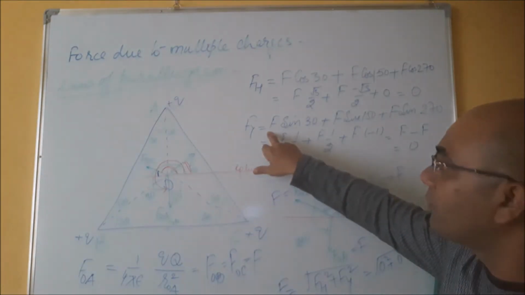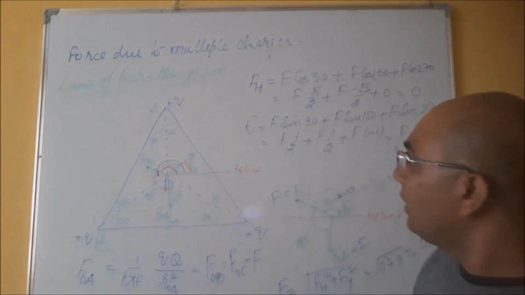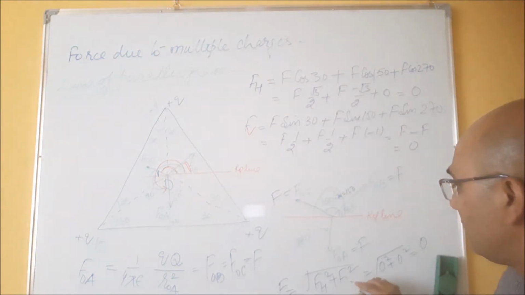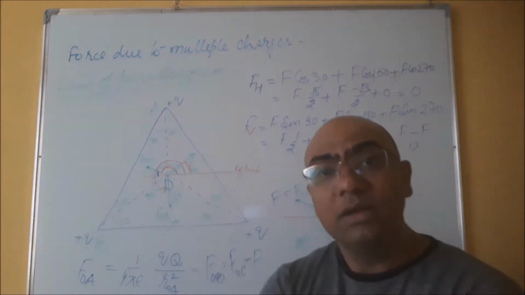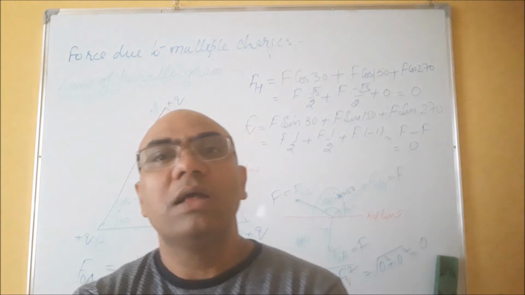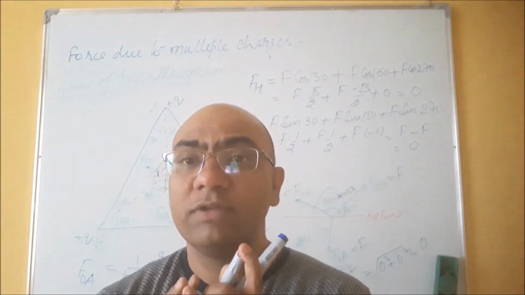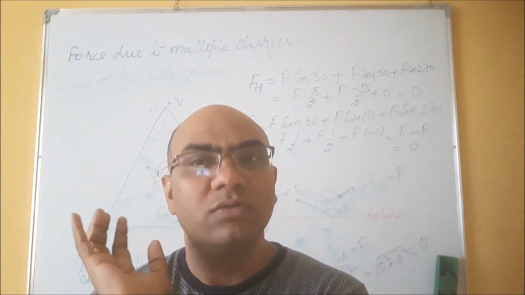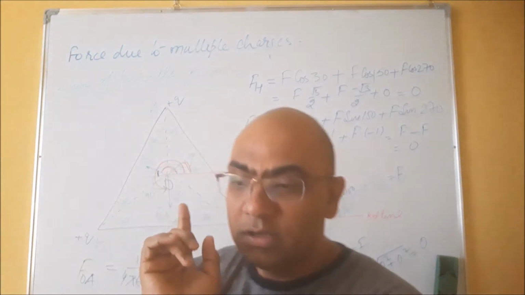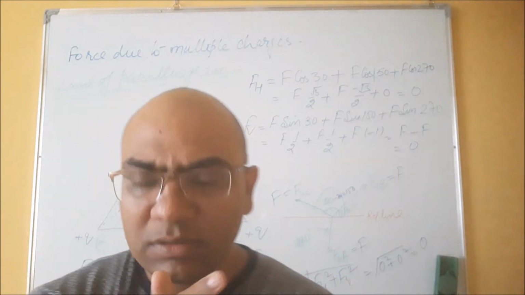Similarly, for the vertical component, this will be like this. So this again will be 0, and when we solve, the whole value comes out to be 0. And hence the answer for this problem, what would be the resultant force on the centroid of the equilateral triangle when equal charges are placed, is 0. So I hope you have understood this problem, and let me take a very simple next problem.